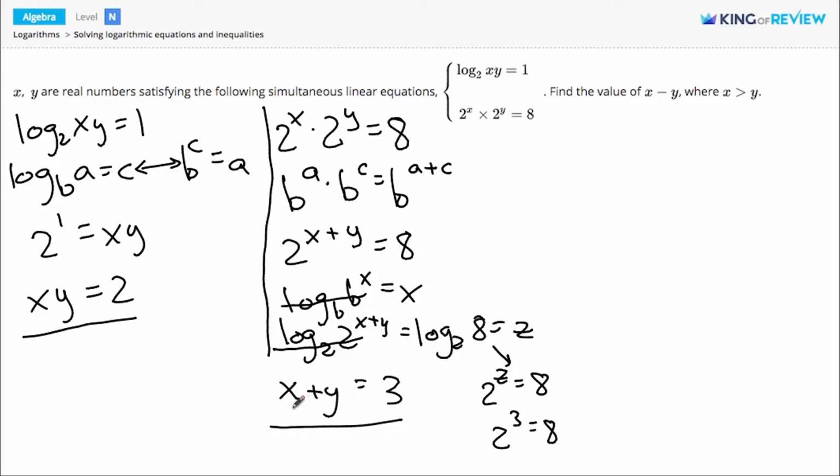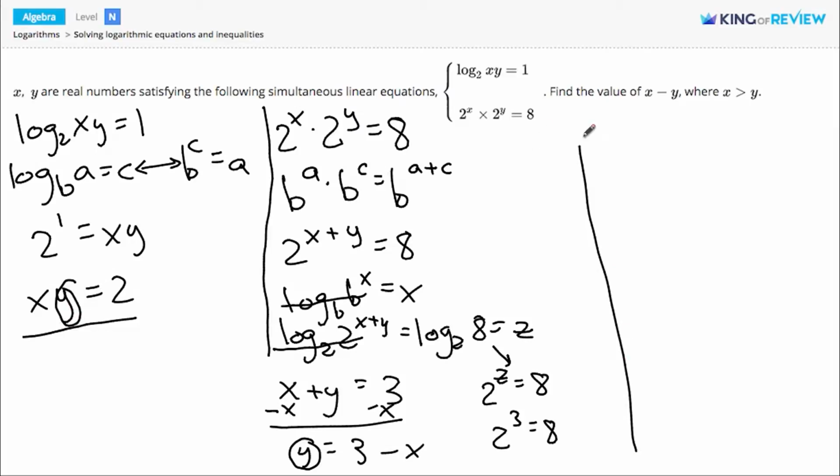Now we have two equations to solve for x and y, and I think the easiest thing to do would be substitution, because this equation here can very easily be solved for y by merely subtracting x on both sides. So we get y equals 3 minus x. Let's substitute that in for y in our other equation. So we have x times y is equal to 2, but now I know y is equal to 3 minus x. If we distribute the x, we get 3x minus x squared equals 2.